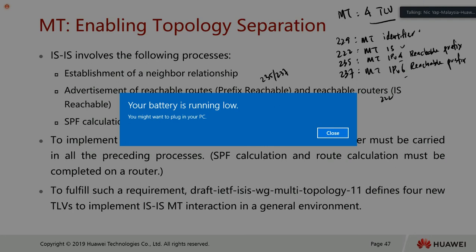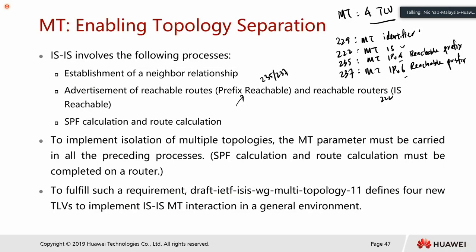To fulfill such a requirement, the IETF draft ISIS WG multi-topology 11 defines four TLVs. That's what I mentioned: 229, 222, 235, and 237, to support the four different TLVs. The type, the length, and also the value.